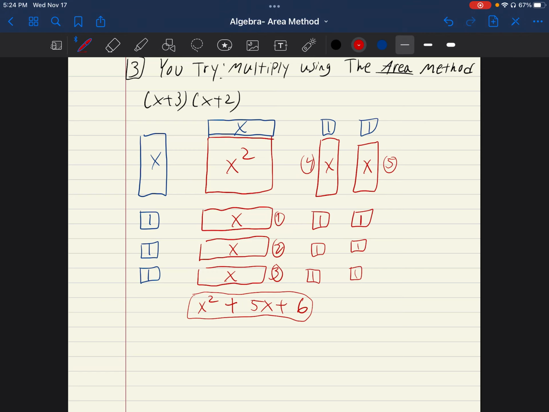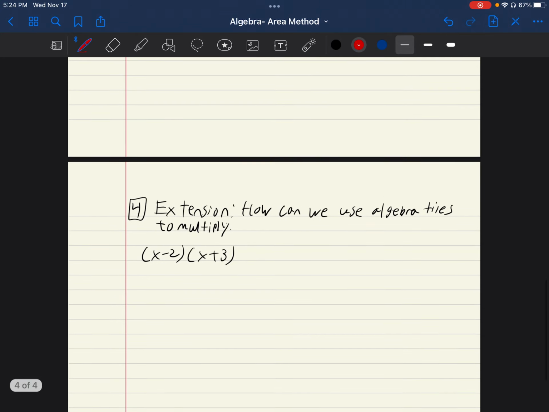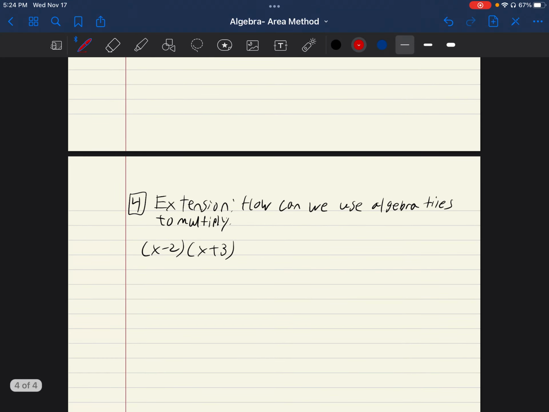So now what we want to ask is, how can we multiply x minus 2 times x plus 3? What would be a different type of method we would use for these problems? So how can we use the algebra tiles to multiply?